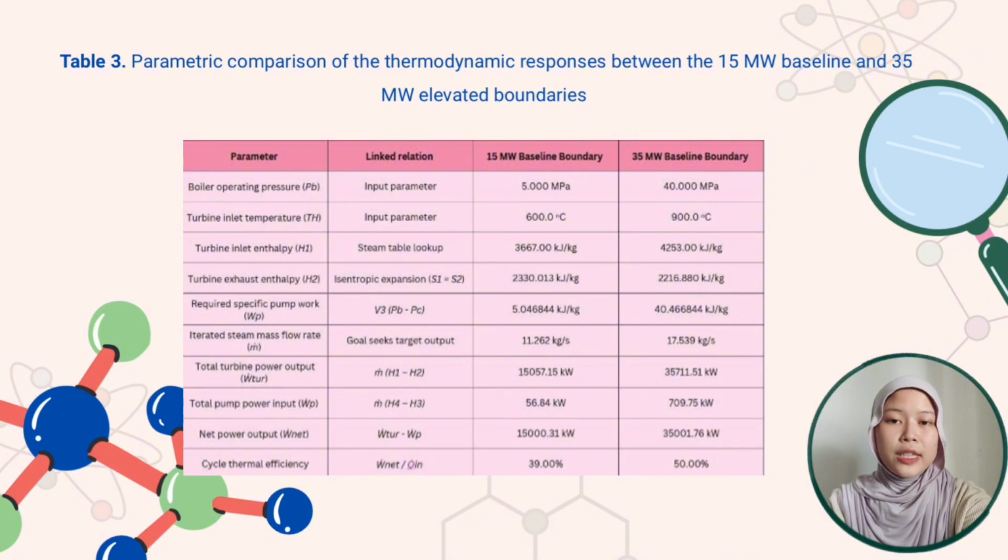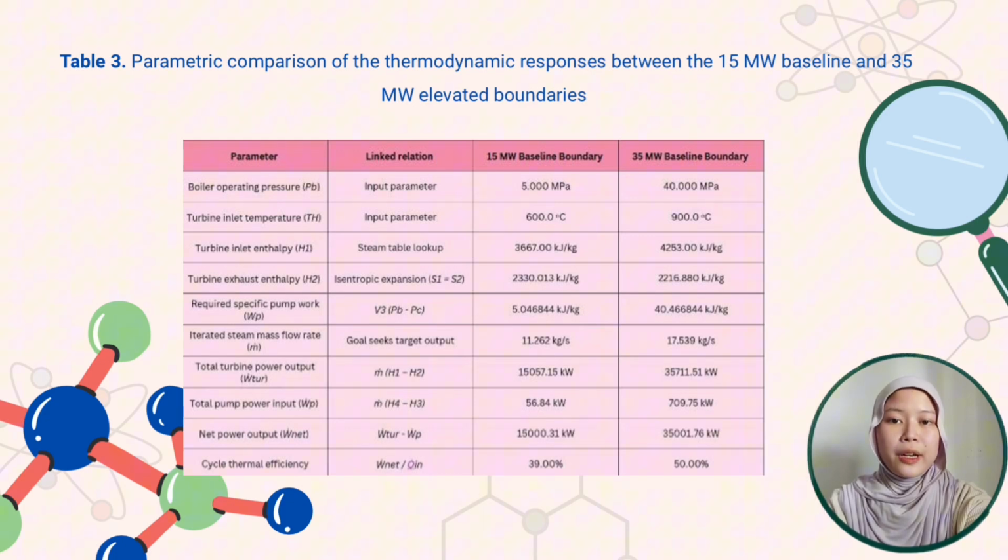The thermal efficiency also improved from 39% to 50%. However, this improvement came with trade-offs. The pump had to work against a much larger pressure difference, causing pump power consumption to increase substantially. Therefore, while higher pressure and temperature improve efficiency and power generation, they also increase equipment stress and operating costs.